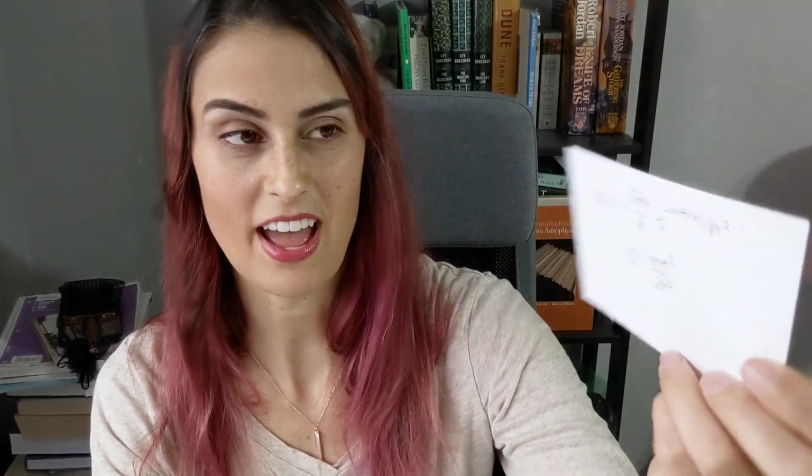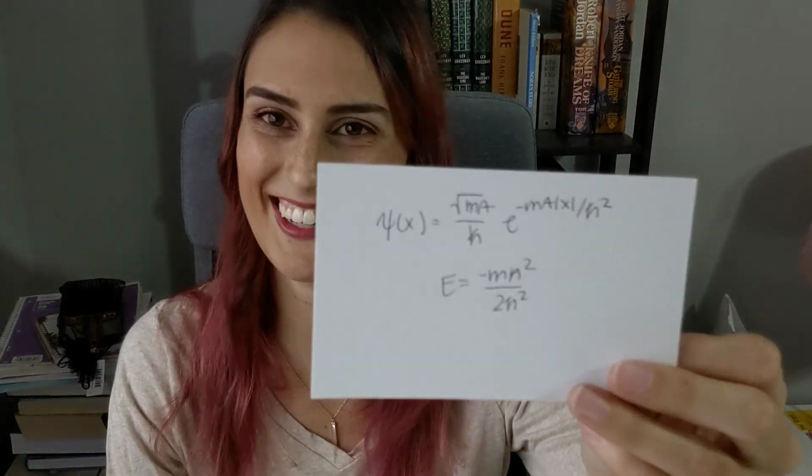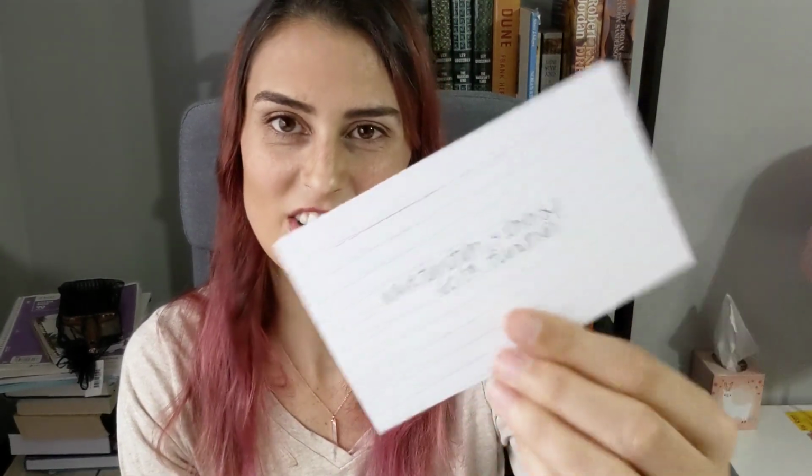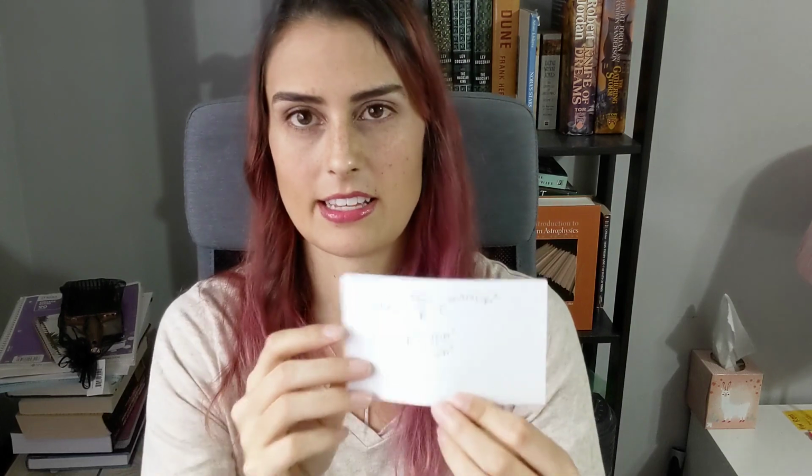Okay, this one's almost backwards, but anyway. So little psi of x is equal to the square root of m alpha over h bar times e to the negative m alpha absolute value of x over h bar squared, where E is equal to negative m alpha squared over 2 h bar squared. So basically, what are these? These are the wave function and energy of a delta function. I think the idea with this one is that I wanted to be able to recognize the form and be like, oh, that's for a delta function. Not that I necessarily wanted to memorize what they were, but like I said, this was a long time ago I made these.